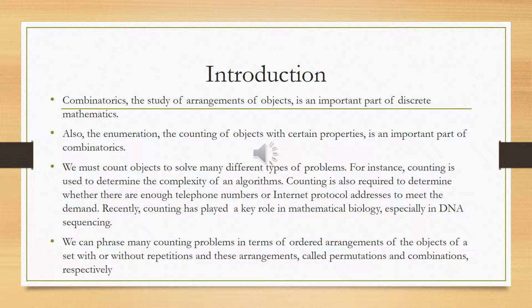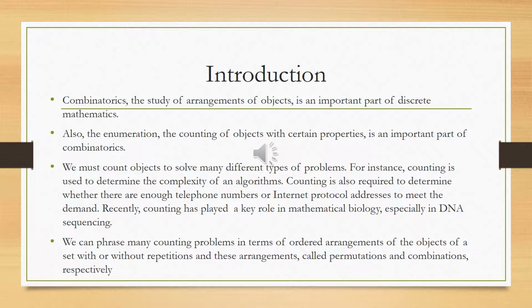Also, enumeration, the counting of objects with certain properties, is an important part of combinatorics. We must count objects to solve many different types of problems. For instance, counting is used to determine the complexity of an algorithm.